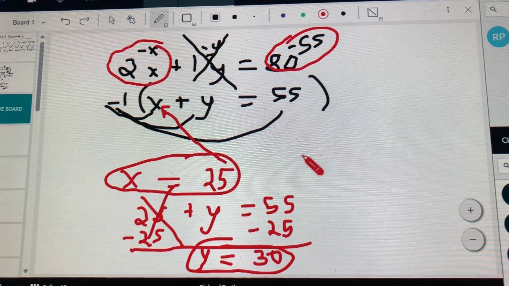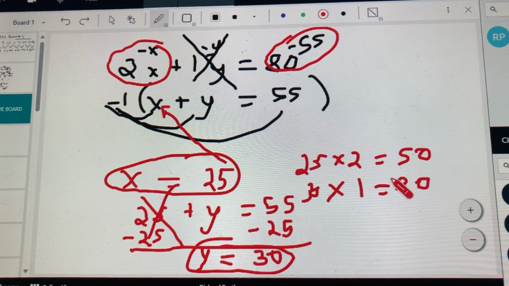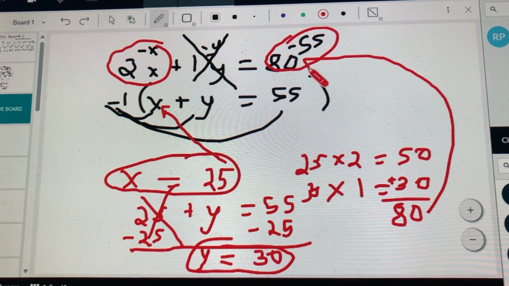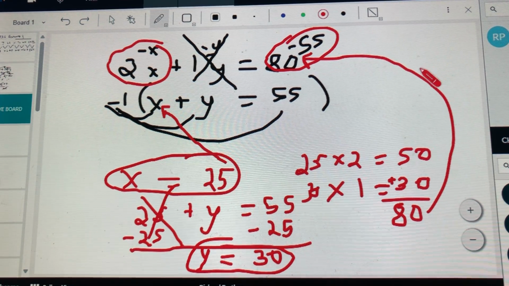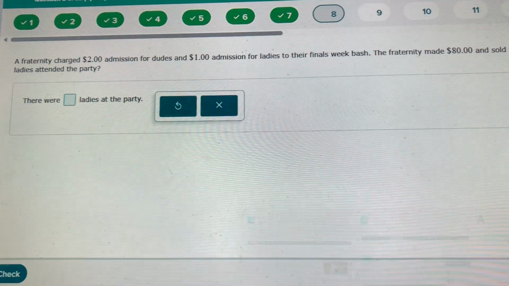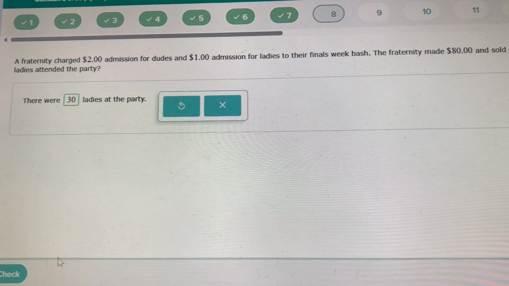And if you charge $2 for every guy, 25 guys times $2 each is $50. If you charge $1 for each woman, and there's 30 women, 30 times 1 is 30. And notice this is a double check. 50 plus 30, there's the $80 that they said they collected. So, you know, word problems are sometimes hard to solve because you got to set them up and solve them, and both of those can be hard. But one nice thing is if you ever get what you think is the answer to a word problem, you can always double check it. And if it double checks out, then you're 100% sure you did that right. There were definitely 30 ladies at the party.